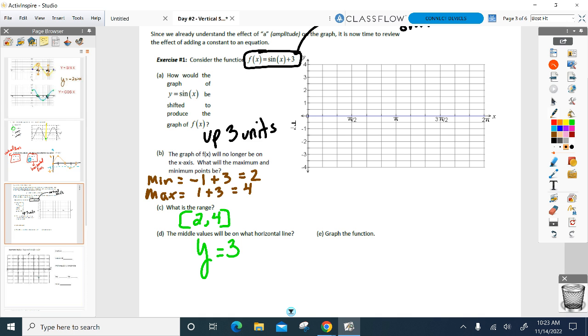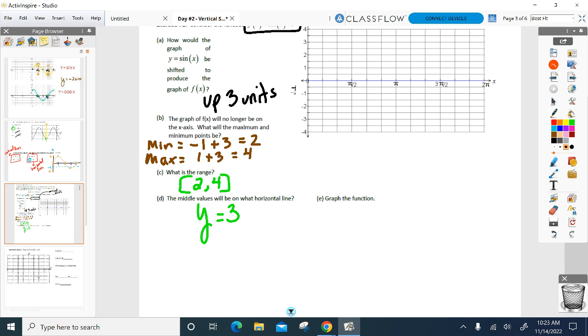We're going to give this a new name now, because I'm not going to say middle values. This is now referred to as our midline. The line that is halfway between your min and your max. The midline. The line that is halfway between your min and max.